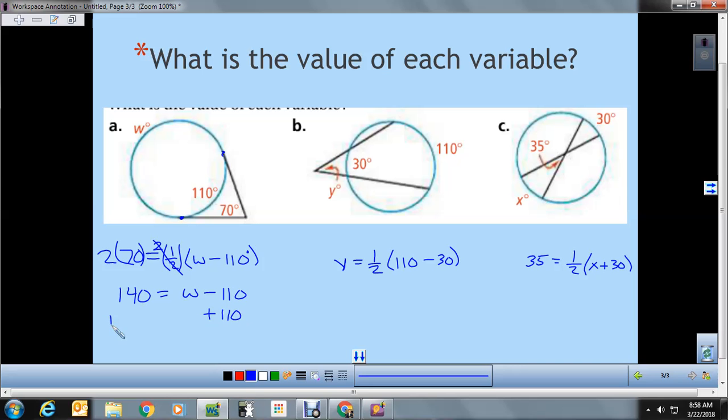Add your 110, and that gives us 250 degrees is equal to W.